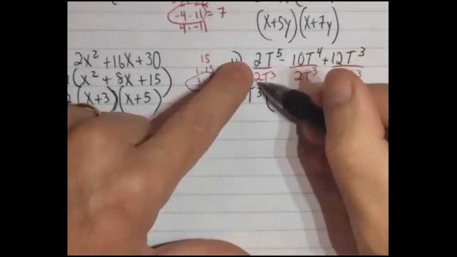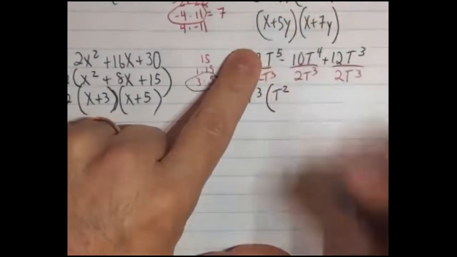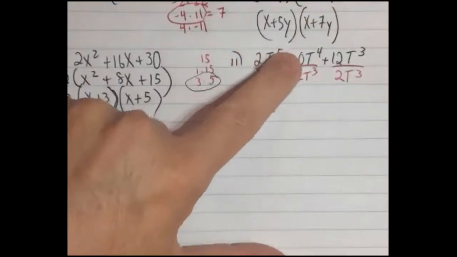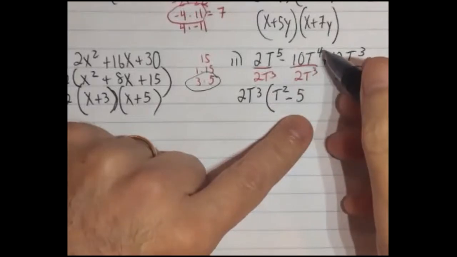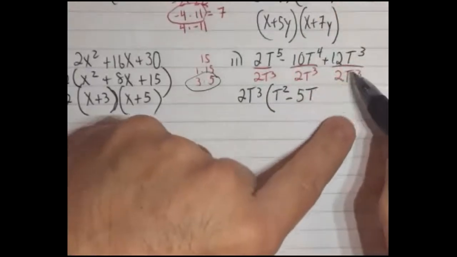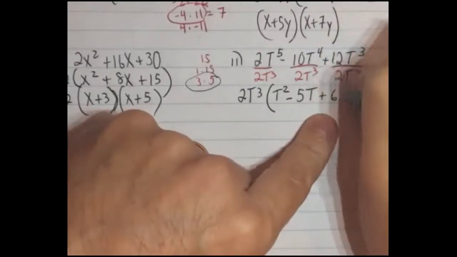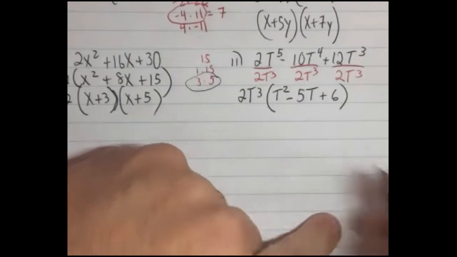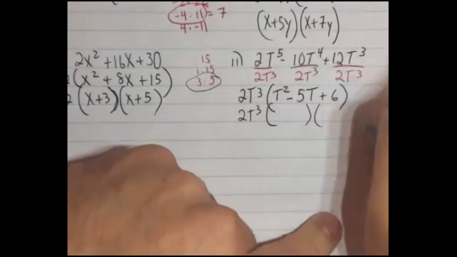So this would leave me, the 2's would cancel out. There's 5 t's. I'm taking out 3 of them. That leaves me t squared. 10 divided by 2 gives me a 5. And then there were 4 t's. I took 3 out, so there's 1 left. Here, all the t's are gone, and I'm just doing 12 divided by 2, and that would give me a positive 6. So let's set this up, because now we're going to factor that trinomial.